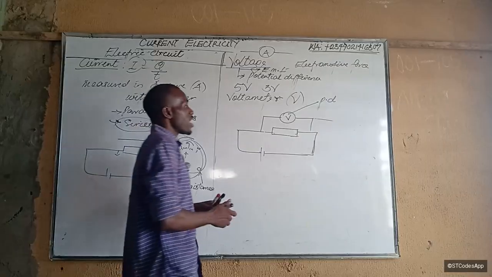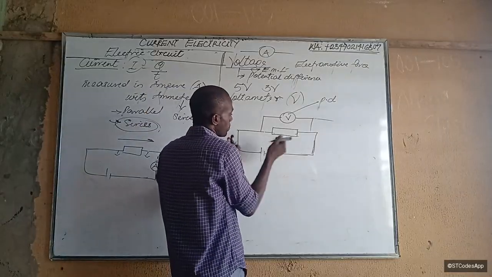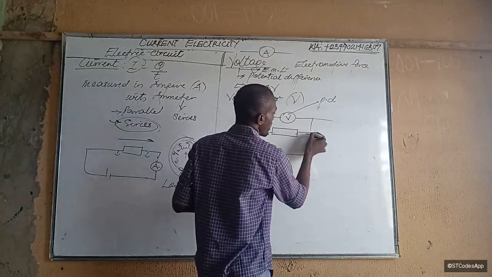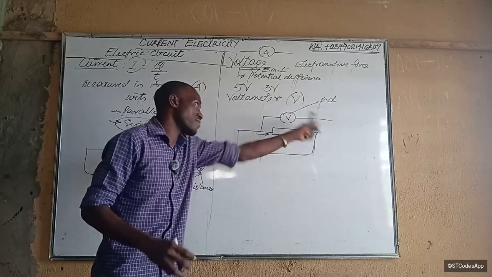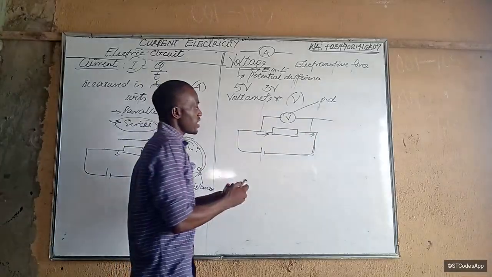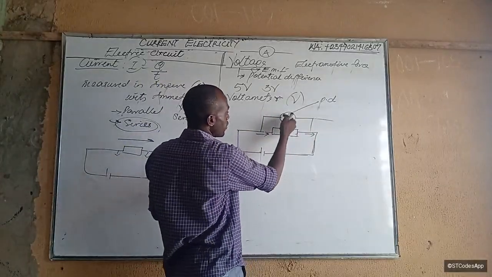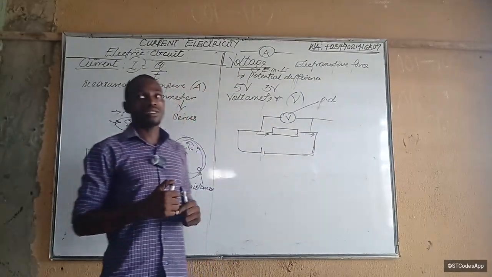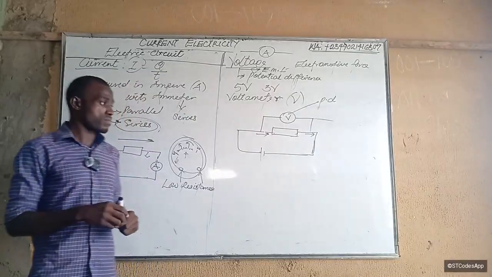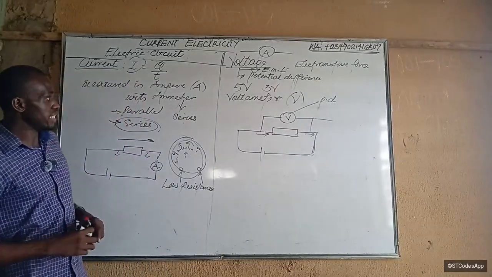What it does is basically subtract the voltage going out of here from the voltage entering here. Once you subtract it, that is the value it will read. So that's how to connect the voltmeter across the component. Is that clear? All right.